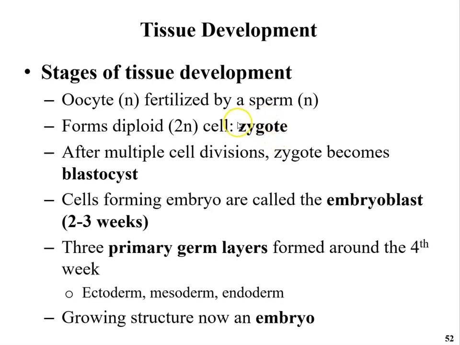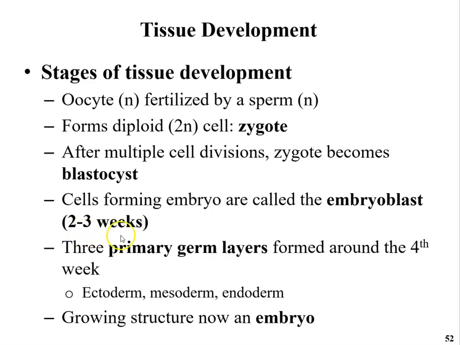And then that structure is called a zygote at that time, okay? So you have a haploid cell, which is an oocyte, join with another haploid cell, the sperm, and this forms a diploid cell, the zygote, which has 46 chromosomes. The zygote then goes on to perform multiple cell divisions, and at one stage it becomes a blastocyst. And I'll show you pictures of this in a second. The blastocyst has an area of cells that will go on to form the embryo, and that's called the embryoblast. And this occurs at about 2 to 3 weeks after conception.